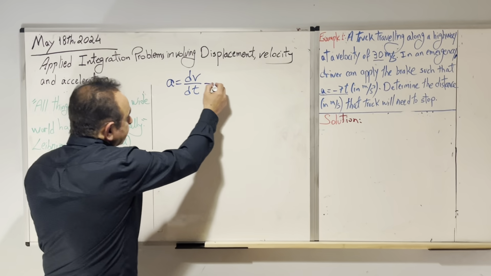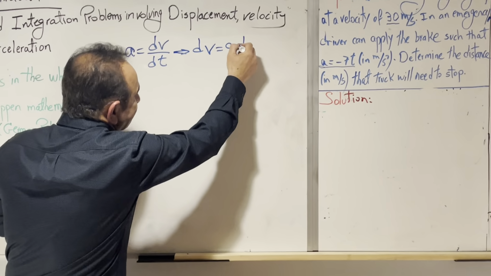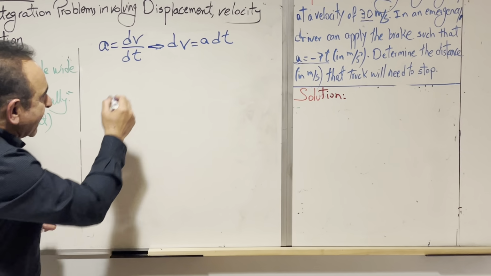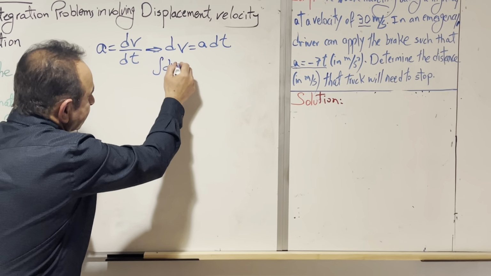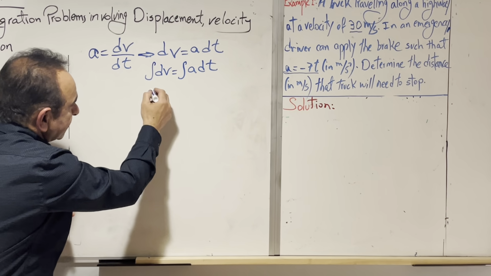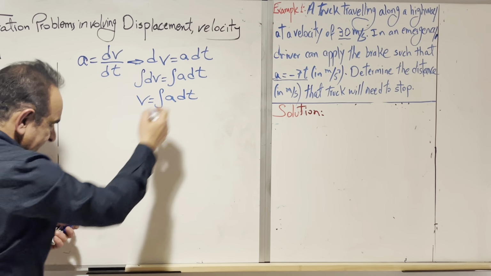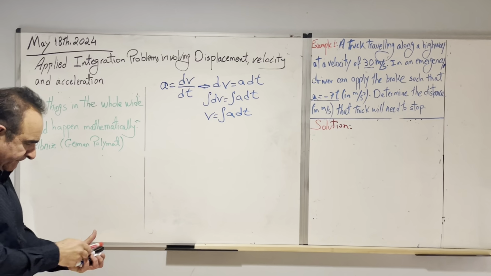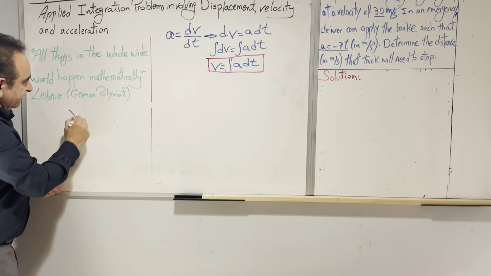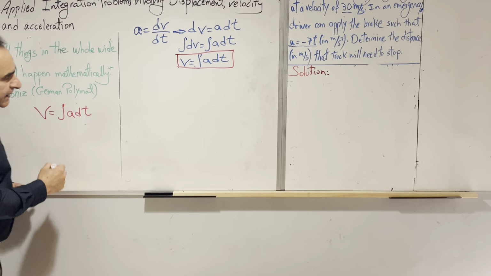From this equation, we can say dv is equal to a dt. We integrate both sides. Integral dv is equal to integral a dt. And finally, v is equal to integral a dt. So we have the first equation. Okay, we will place it here. V is equal to integral a dt.